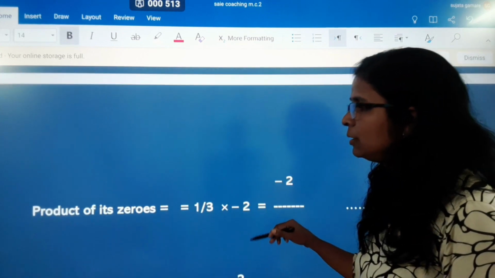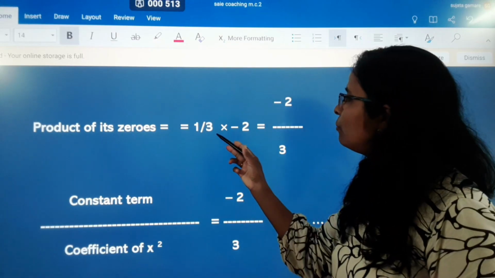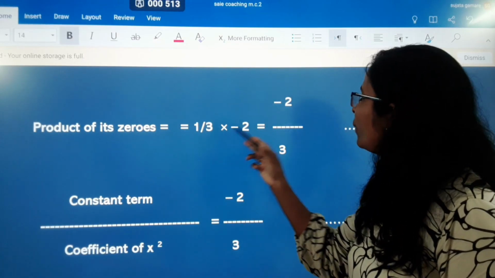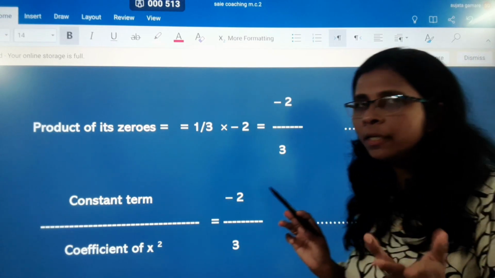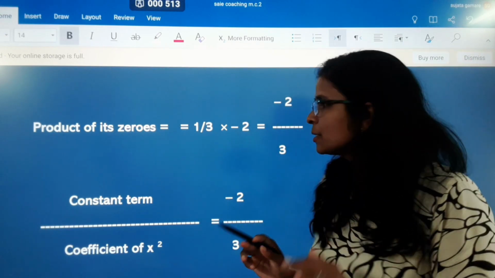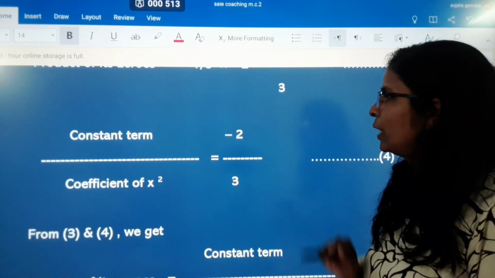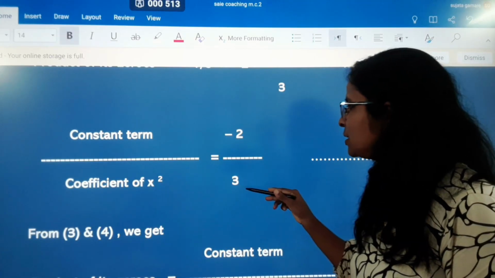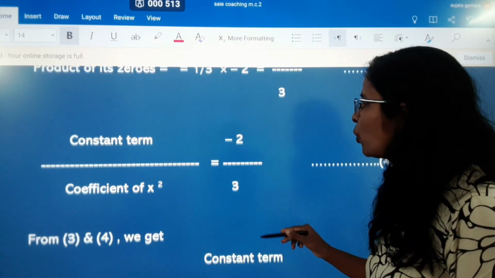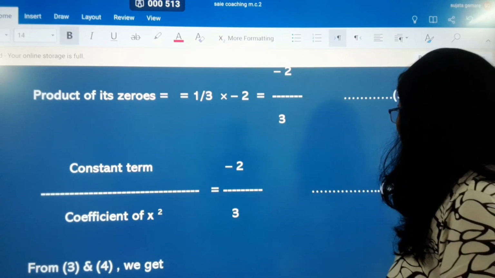Now the next one, the product of its zeros. The zeros are 1 upon 3 and minus 2, so multiplying we get minus 2 upon 3. Call it as the third equation. Then the next one, constant term upon coefficient of x square. Constant term is minus 2, coefficient of x square is 3, so we get minus 2 upon 3. Call it as the fourth one.